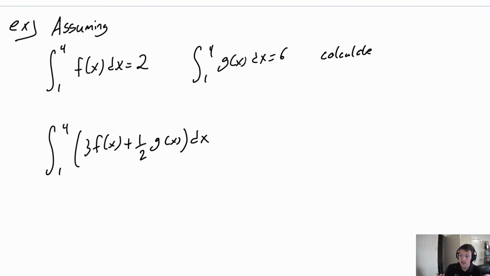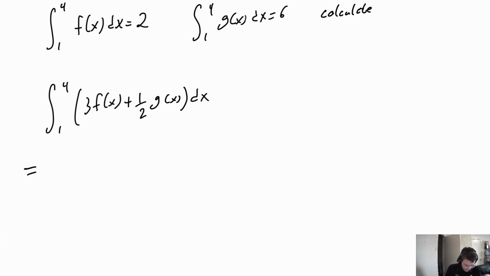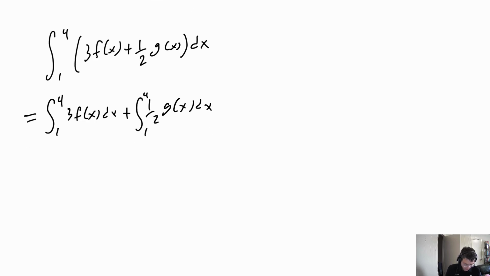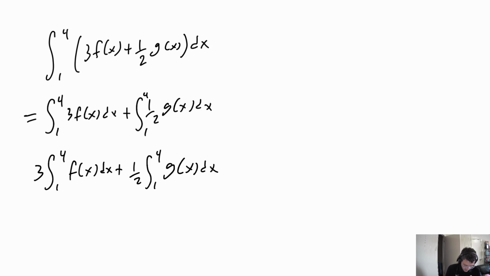We can just use the things that we just learned, right? This guy we can rewrite as the integral from 1 to 4 of 3f of x dx plus the integral from 1 to 4 of 1/2 g of x dx. And now we can factor out these constants here. So this is 3 times the integral from 1 to 4 of f of x dx plus 1/2 the integral from 1 to 4 of g of x dx.